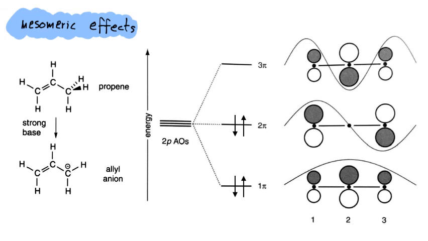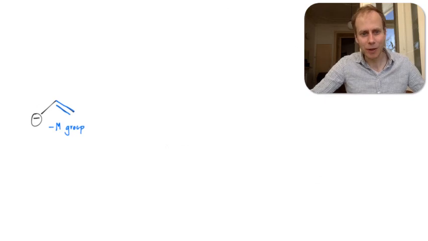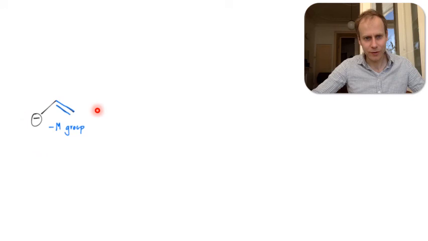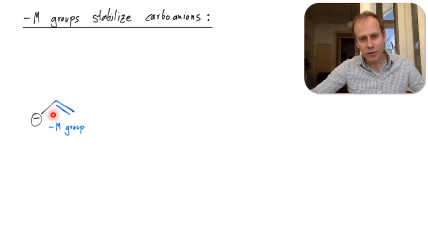So now going back to this definition of mesomeric effects, here is again a drawing of the Allyl Anion, this time hand drawn, and here we have the negative charge on the end carbon, the additional electron, and over here is this double bond system with the pi and the sigma bond, and we call this a negative mesomeric group, a -M group. So -M groups stabilize carbanions, and here's why.